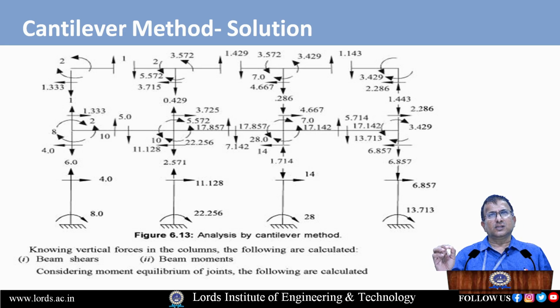Due to this 3.429 which is induced at the joint D, what is the horizontal shear we can get? Horizontal shear H is from the moment at the joint D, H into 1.50 equals 3.429. Therefore, the horizontal shear that we can get is 3.429 divided by 1.50. If you calculate, the value we can get is 2.286 kilonewtons.